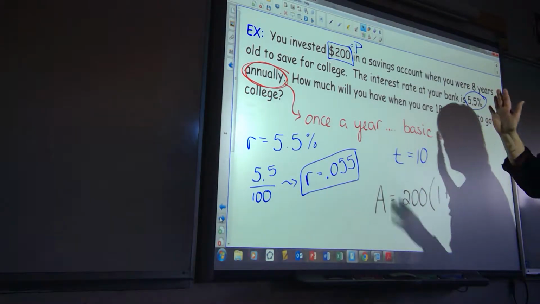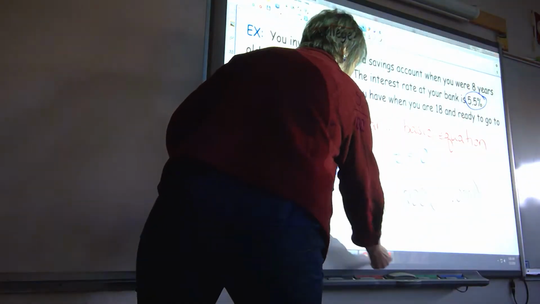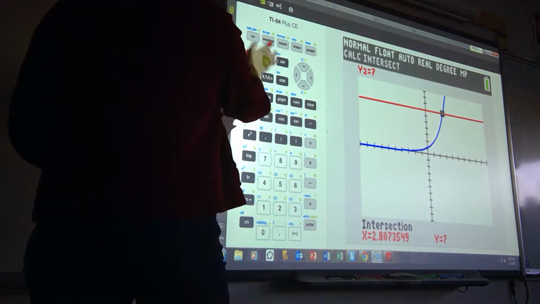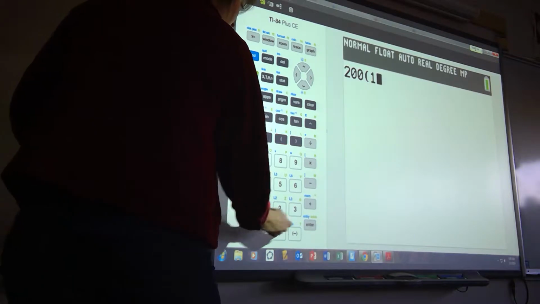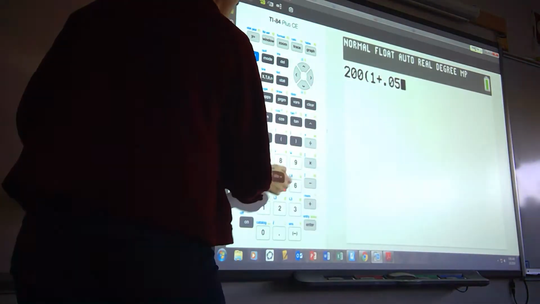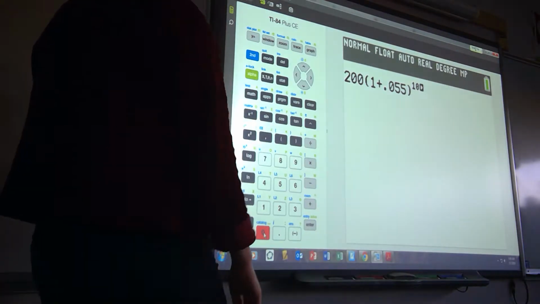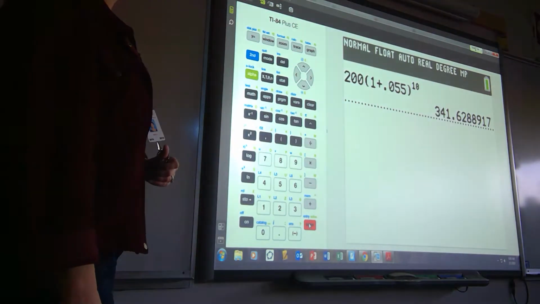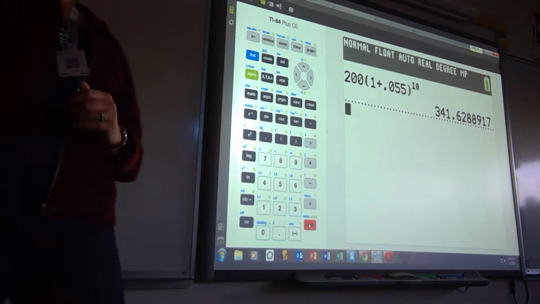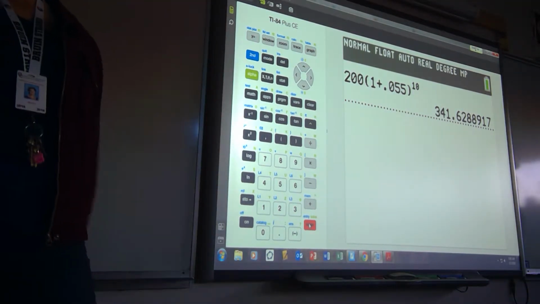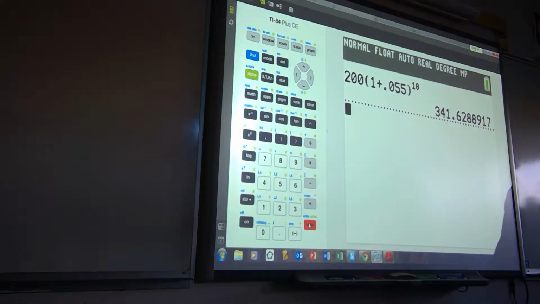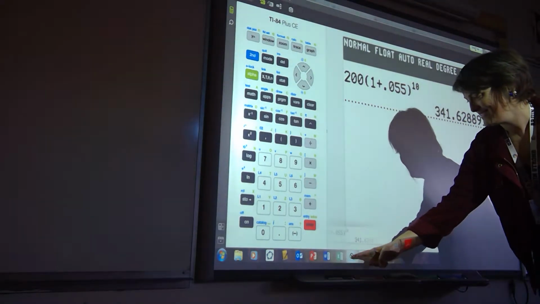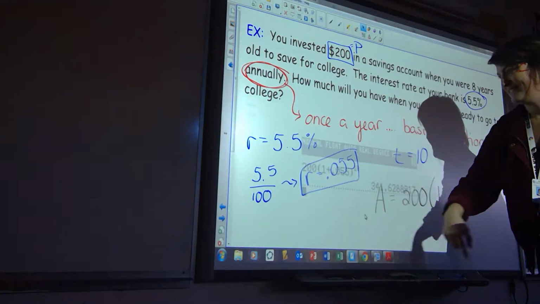So why don't we just try it, make sure we can put all those exponents in correctly. Okay, so 200 times 1 plus 0.055 to the power of 10. And we should get 341.63. So, all right, you have all of $341 to go to college with. But hey, you started with 200 and added nothing. You got $141 for free. That's pretty good. So there it is.